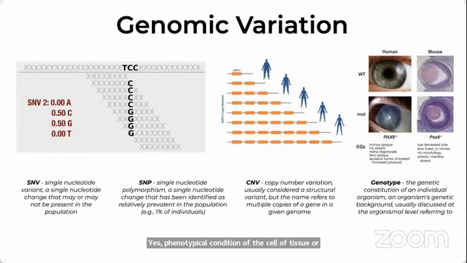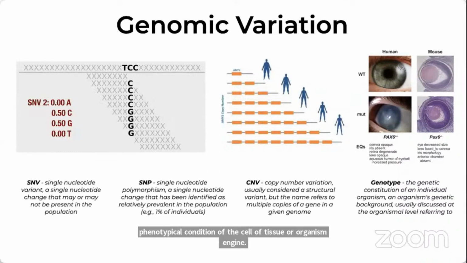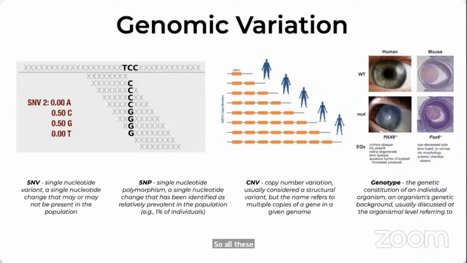So all these changes that are characterized at the level of the genes or genome are termed genotype, and many of these genotypes can end up in a specific phenotype that can be harmful, or harmless, or potentially ignorable, or potentially beneficial in some aspect.